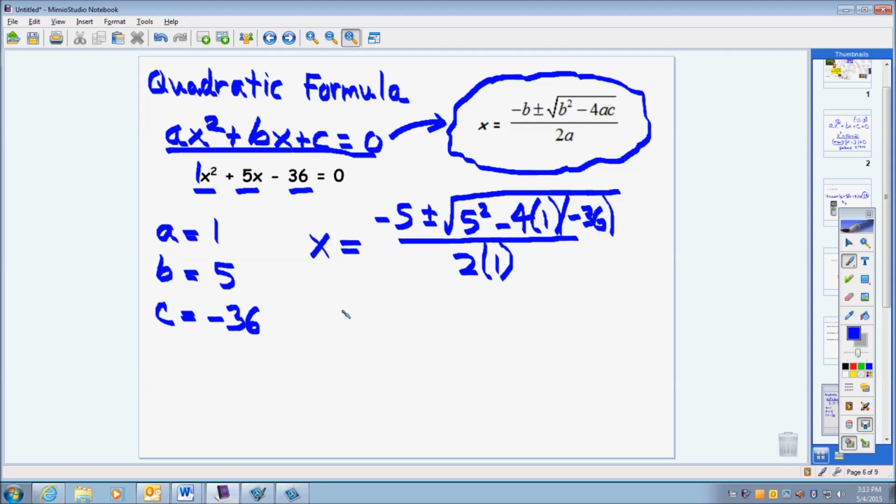Okay, equals. I'm running out of room very quickly here, so I might have to skip a step or two, but I'll go slow. Negative 5 plus or minus. Inside the radical, I'm going to have 25. Oh, there's no room. I'll tell you what I'm doing. Let me erase this a little bit.